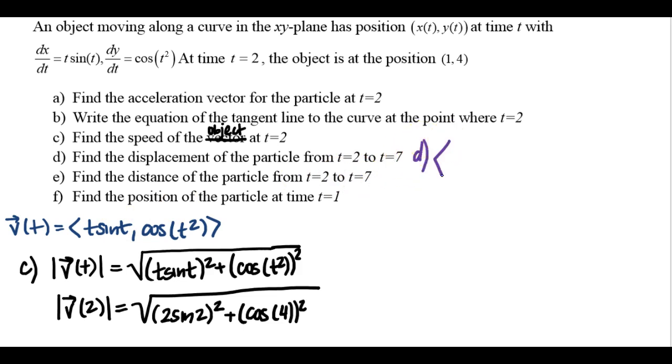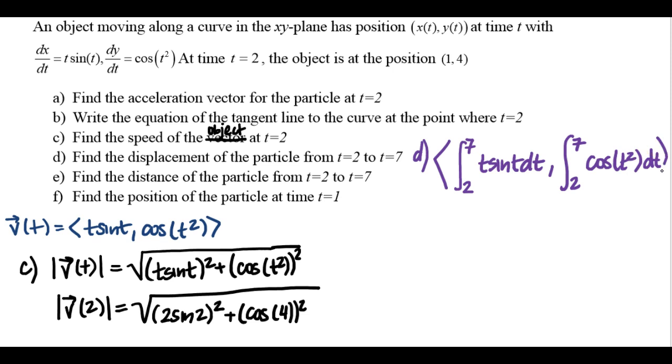So for part D, we're going to have a pretty big vector because I'm going to have 2 integrals for each component. So the integral from 2 to 7 of the horizontal component, so we have t sine t dt, and then the integral from 2 to 7 of cosine of t squared dt. And at this point, this first integral could be solved without a calculator. We could use integration by parts. This one, we would not be able to solve by hand.